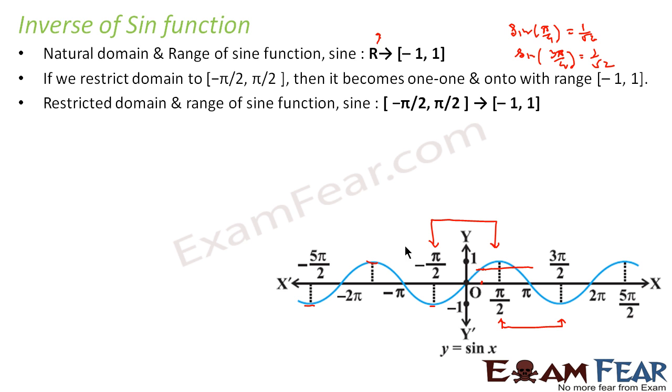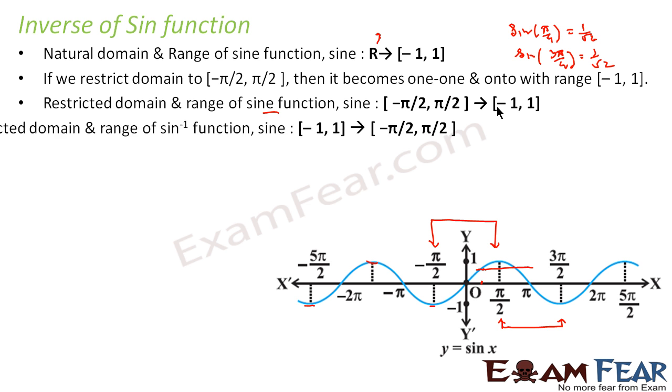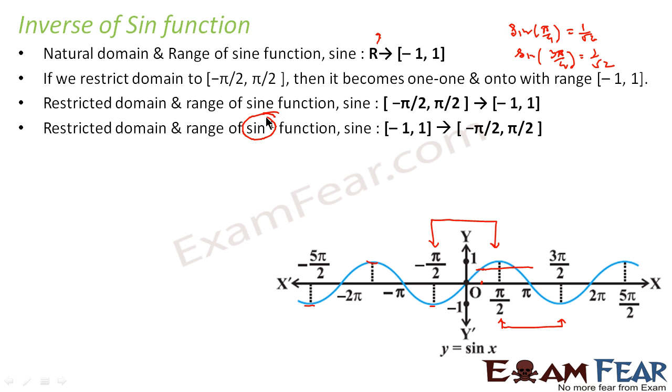So the restricted domain for this sine function is minus pi by 2 to pi by 2, and the range is minus 1 to 1. So in this case, it is a 1 over 1 and onto function, so it is invertible. If you find the sine inverse, you have to just flip this. The range becomes the domain and the domain becomes the range. So for the sine inverse function, the restricted domain is minus 1 to 1, and the range becomes minus pi by 2 to plus pi by 2.